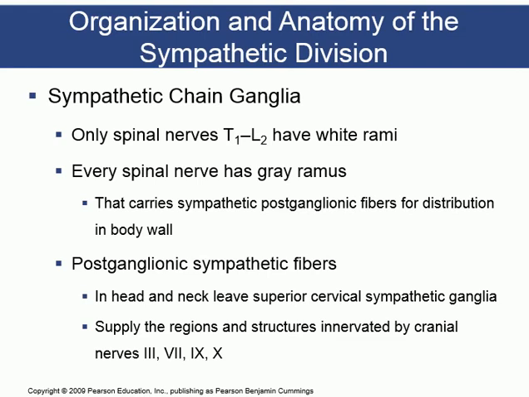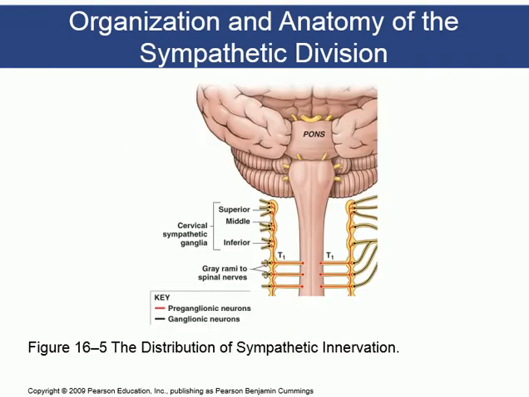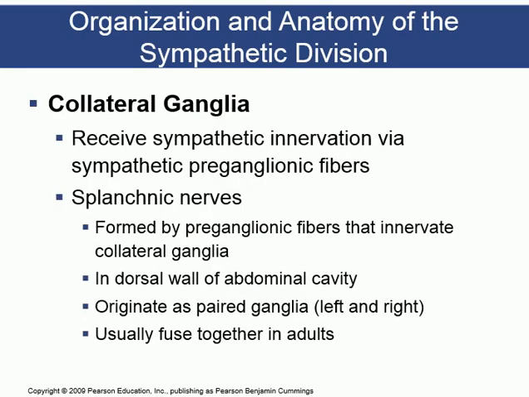The postganglionic for the sympathetic will run through nerves number 3, 7, 9, 10. And you actually need to remember this. The postganglionic for the sympathetic follows 3, 7, 9, 10. This is postganglionic for the sympathetic. These are the cervical ganglia, these are the thoracic, and so on.